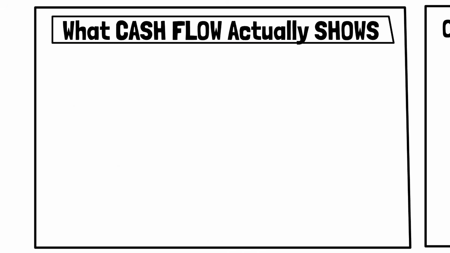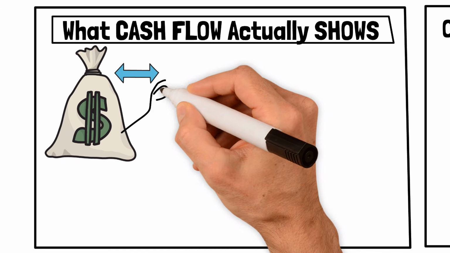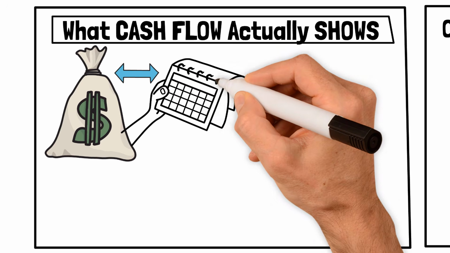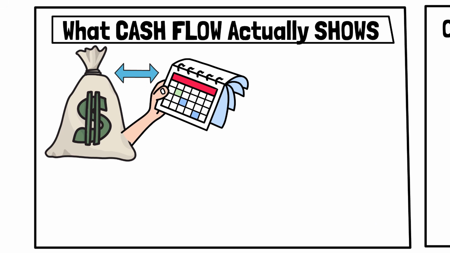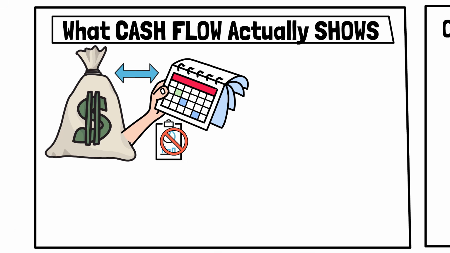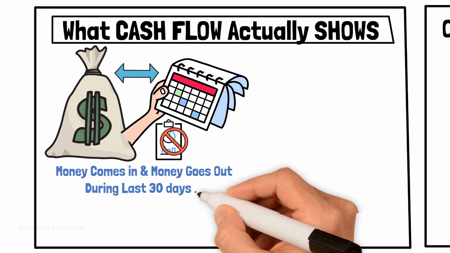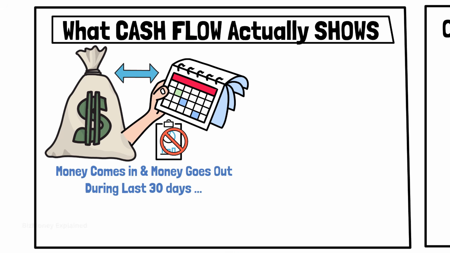First, what a cash flow statement actually shows. A cash flow statement explains how real cash moves inside a business during a specific time period. It does not focus on profit shown in reports. It focuses only on money that actually comes in and goes out. Think of it like a business bank account summary.